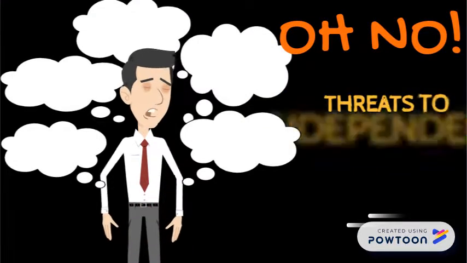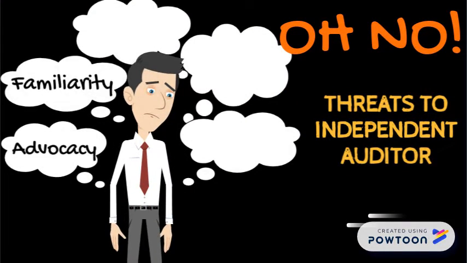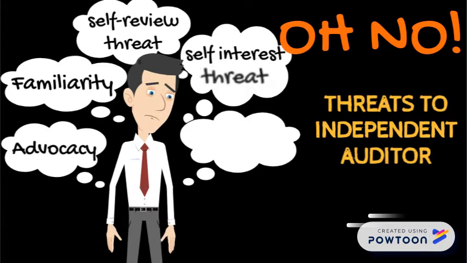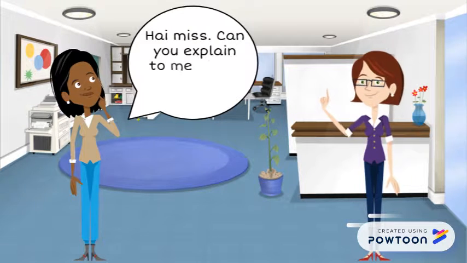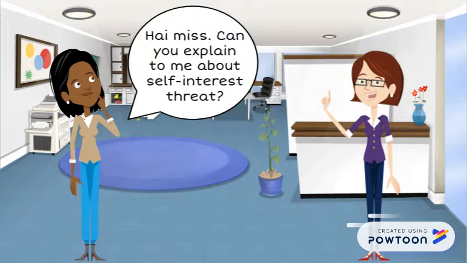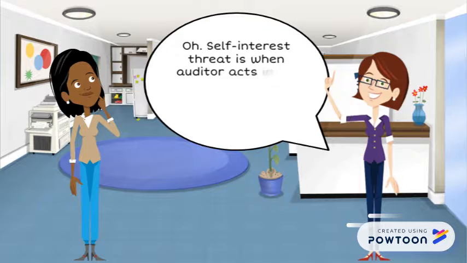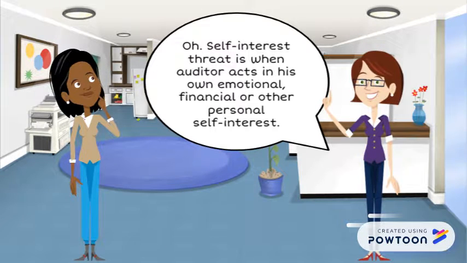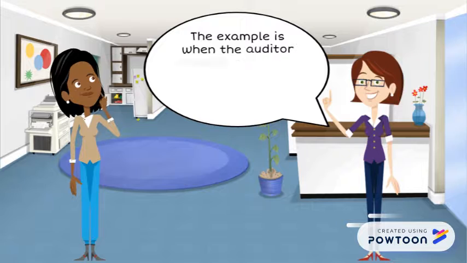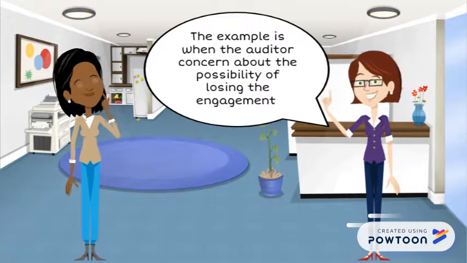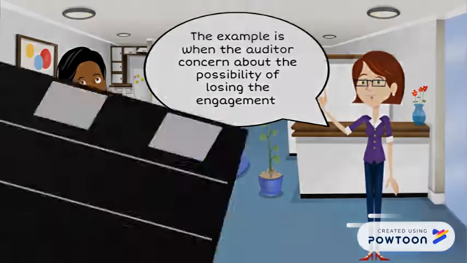There are threats to auditor independence: advocacy, familiarity, self-review threat, self-interest threat, and intimidation. Can you explain to me about self-interest threat? Self-interest threat is when the auditor acts in his own emotional, financial or other personal self-interest. Can you give me an example? The example is when the auditor is concerned about the possibility of losing the engagement.